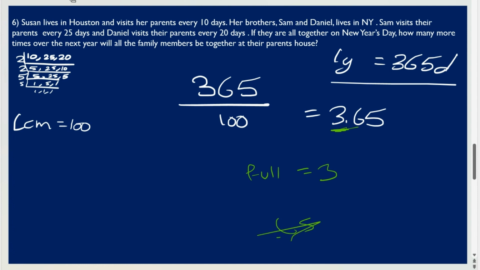But we don't want that. So in 1 year, they make 3 visits, then 0.65. If they make another visit, they're going to go to the next year. And we don't want that. They only asked for that first year. So now we only want to focus on the 3. Okay? So the answer here is going to be 3 times.